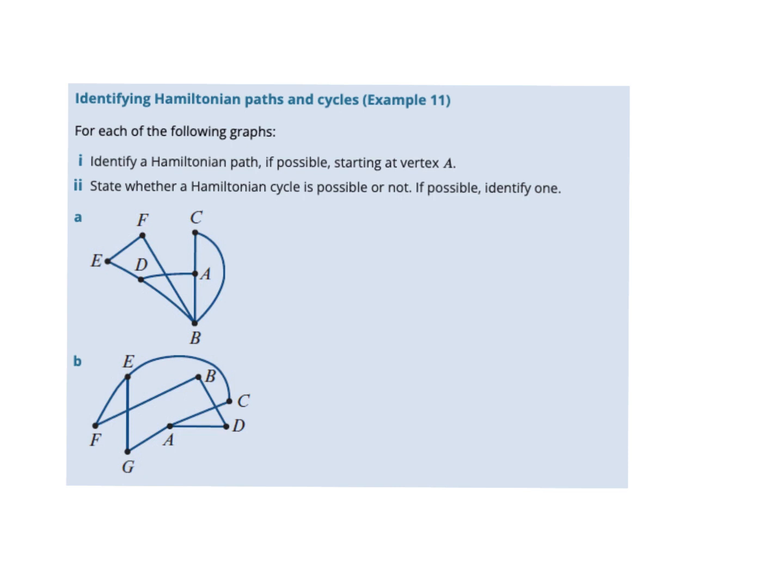So it says identify Hamiltonian paths and cycles. For each of the following graphs, identify a Hamilton path, if possible, starting at vertex A, and state whether there is a Hamilton cycle. So we're still doing the same question. Let's have a look at this one. I'm starting at A. I might go to D, down to B, up to F, to E. Now that didn't work. I can't do that one.